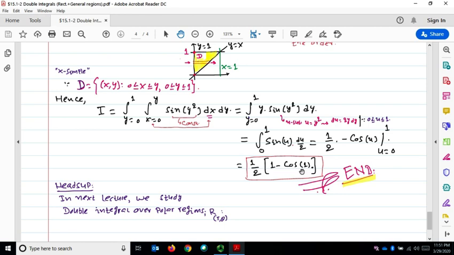Great. So we finished these double integrals over general regions as well as over rectangular regions. Now in the next section, or in the next lecture, we will study double integrals over polar regions, which are described by functions of r and theta. Great. Thank you.